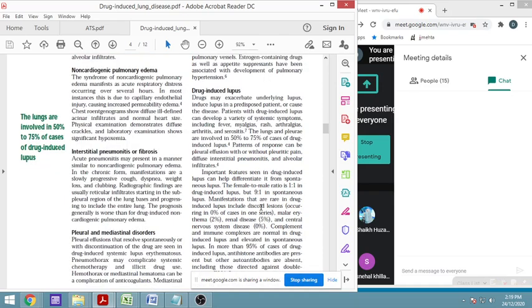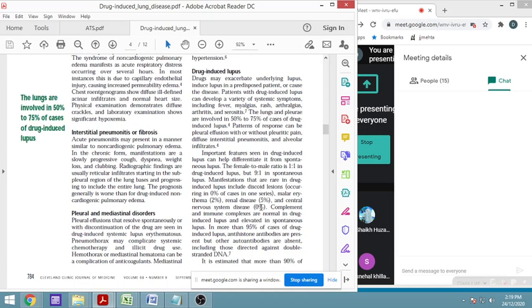Then next are the pleural and mediastinal disorders. The pleura, you know, is the external covering of the lung, and if there is a problem, then it will not allow the lungs to have proper contraction and dilatation. So these are various conditions. These may resolve spontaneously or with discontinuation of the drug, as in drug-induced systemic lupus erythematosus.